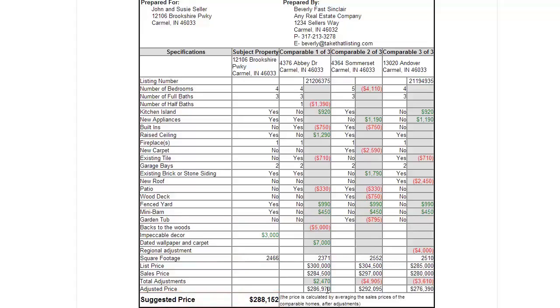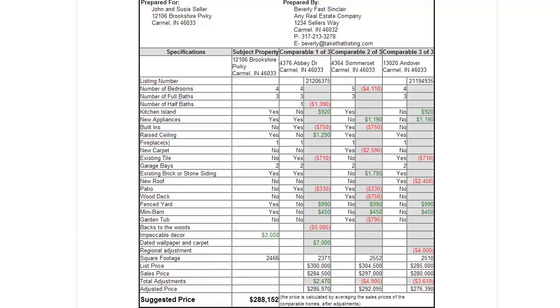The suggested price comes from the adjusted prices of comparables 1, 2, and 3. Each of the adjusted prices represents what these properties would have sold for if they had the same features the subject property does. If you add these three adjusted prices together and divide by 3, it will show you the suggested price. In our case, it's $288,152. However, we strongly encourage you to give a price range to the seller and not one specific price.